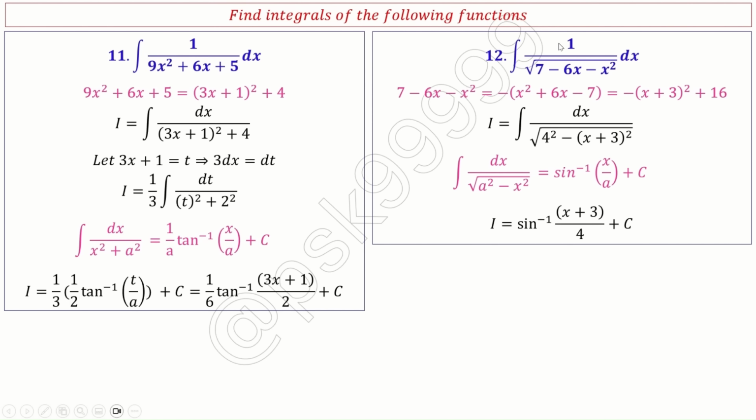Okay, integration of 1 by square root of 7 minus 6x minus x square. So similar to the previous one, the only thing is you will get it in the form of integration of dx divided by square root of 4 square minus x plus 3 whole square, which is nothing but the sine inverse of x by a formula. Okay, x is nothing but x plus 3, a is nothing but 4. So you will get the answer sine inverse of x plus 3 by 4 plus constant.